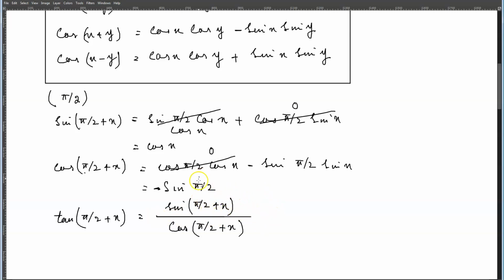So the sine of pi by 2 plus x is equal to cos x. The cos of pi by 2 plus x is equal to negative sine x. Cos by sine is equal to cot, so that's negative cot x.